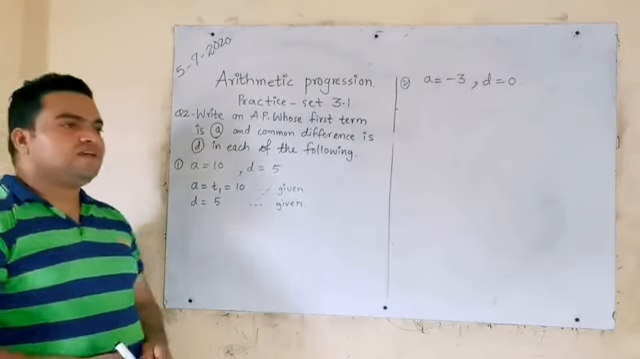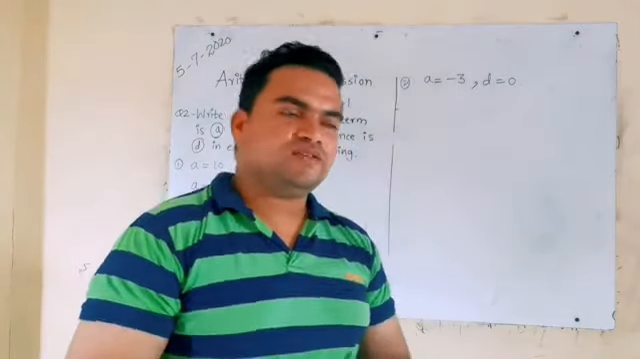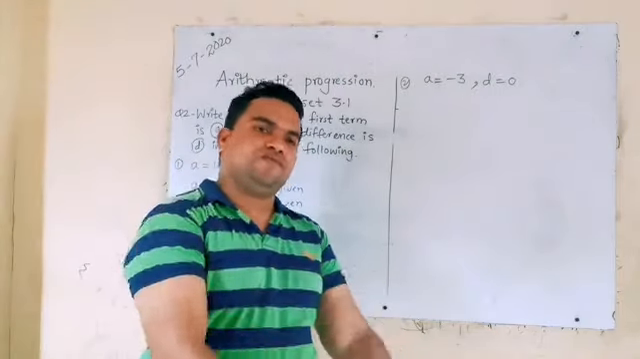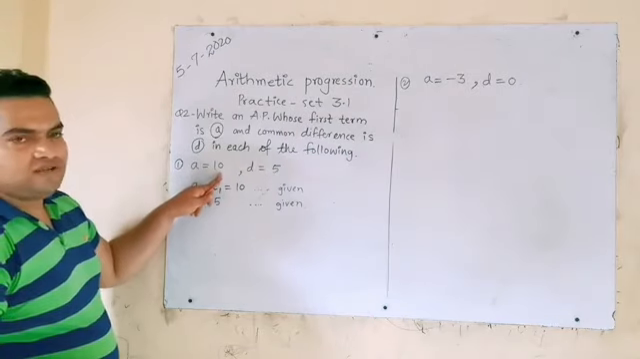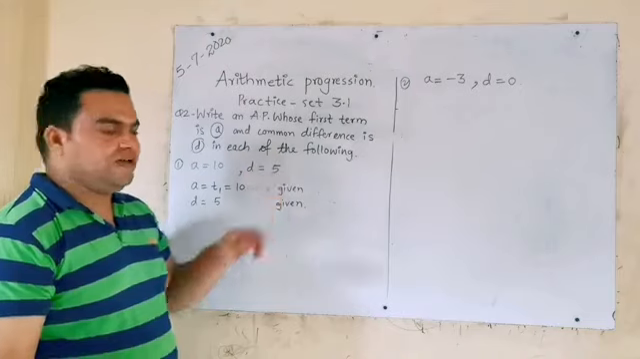So how many terms will you write? You can write till T4. You will ask me, sir, how many terms do we have to write? T1, T2, T3, T4 is enough. So we have a equals 10, and we have d, the common difference, equals 5.